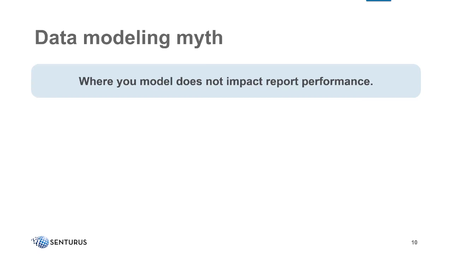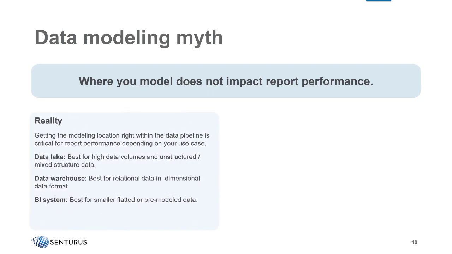So, where you model does not impact report performance. The reality is you've got to get the location right, and you've got to get your expectations right for where you model within that data pipeline, because you can do it in several different places now. For example, the data lake. The data lake could be your first point where you're getting your data in, and maybe you haven't had the time to pump it through the entire data warehouse architecture. Data lakes are really good because you can put all kinds of storage in there, high data volumes, a mixture of unstructured and structured data.